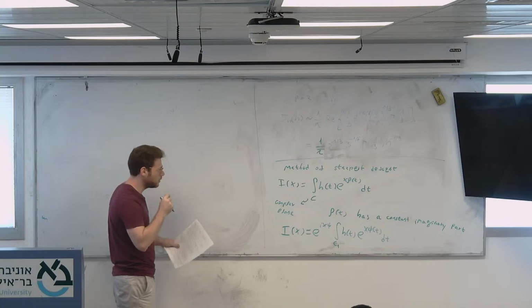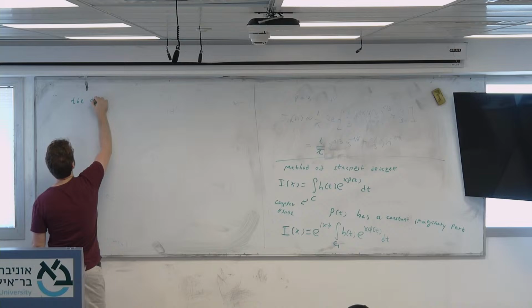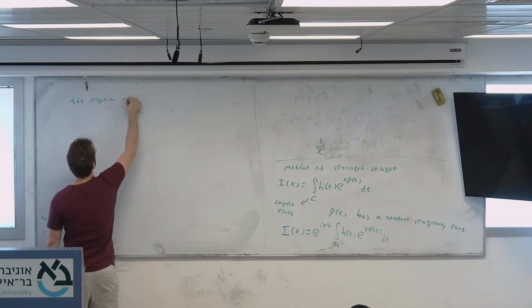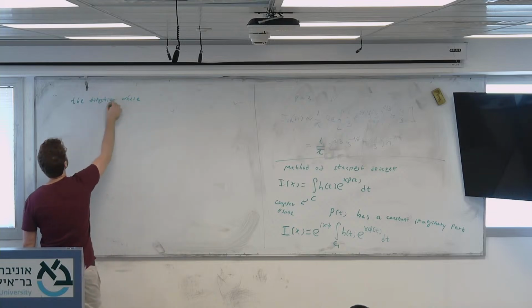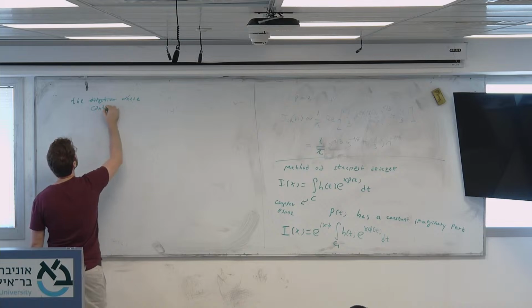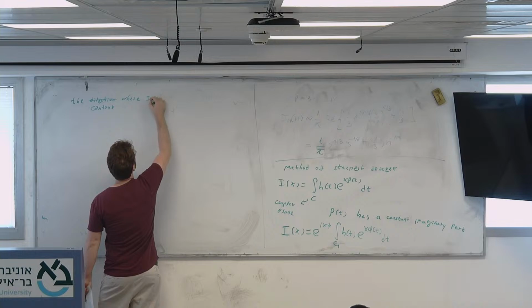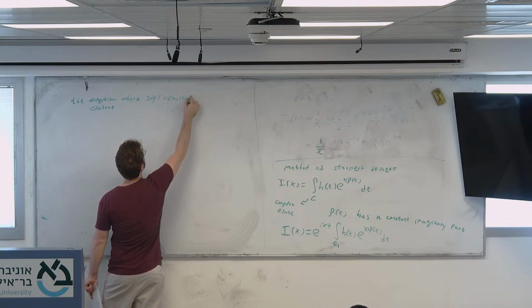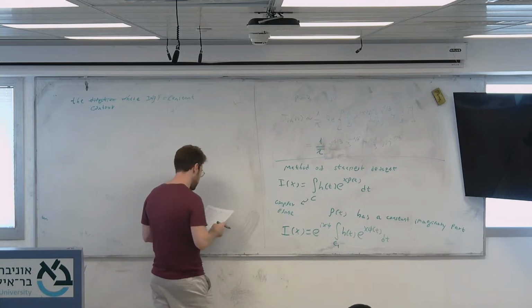I will write it as well. So the contour where the imaginary part of rho is constant is also the path of steepest descent.